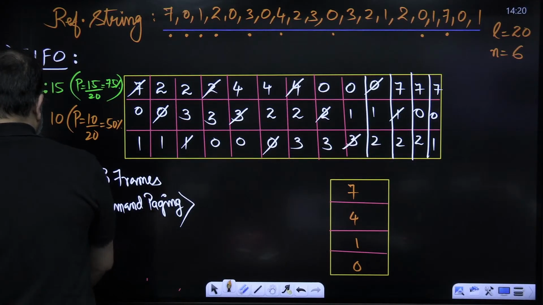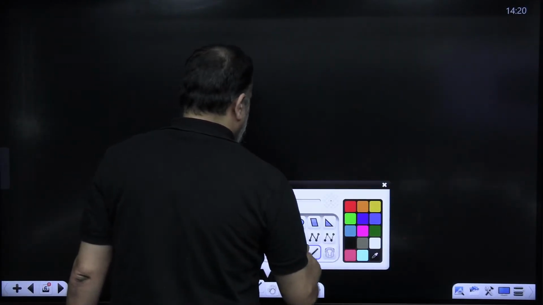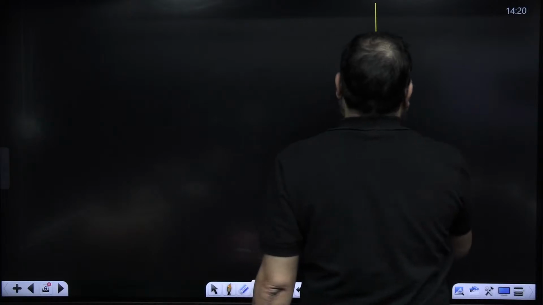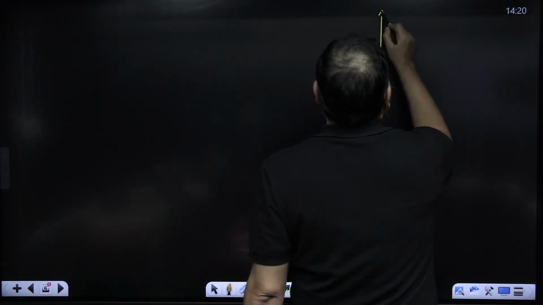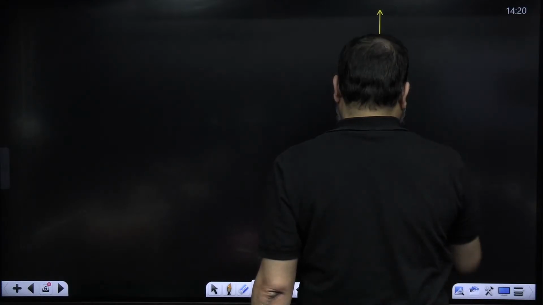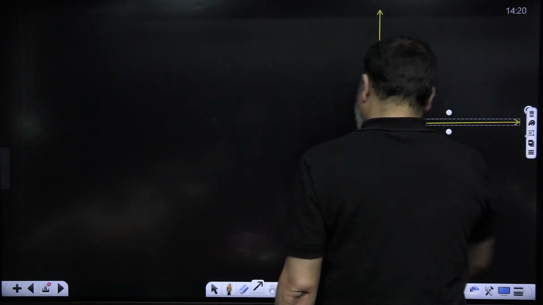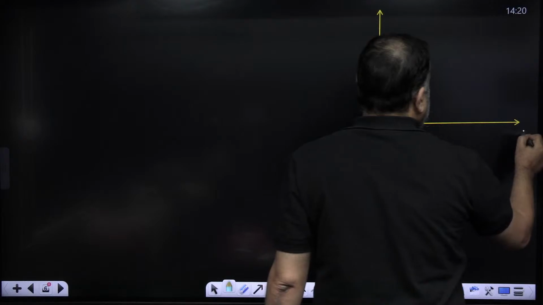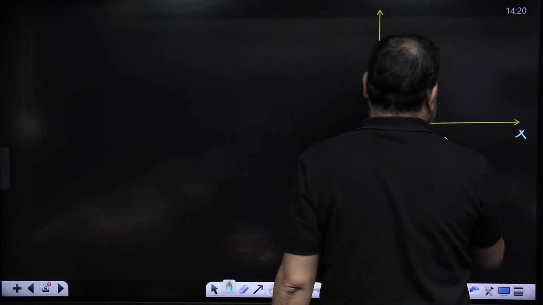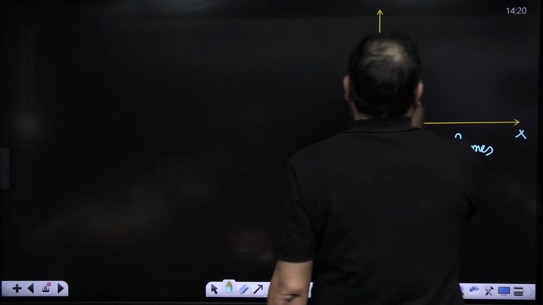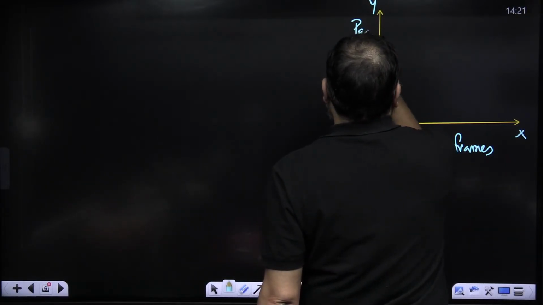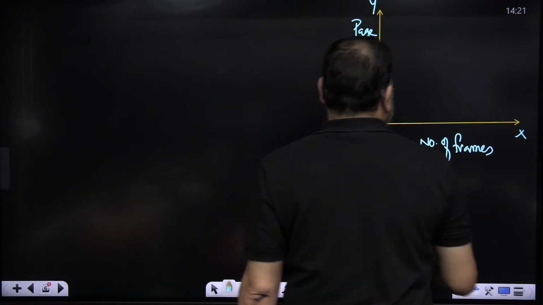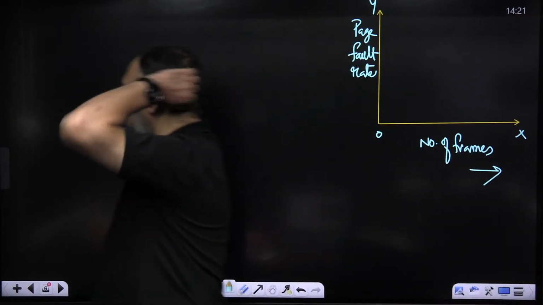I mean, what I am trying to make you understand, अगर आप graphically समझने की कोशिश करो, say for example here is the y-axis and this is the x-axis. On x-axis, suppose I say number of frames, and on y-axis, suppose I say page fault rate, origin 0. So if I increase the number of frames on x-axis, the page fault rate should logically decrease.